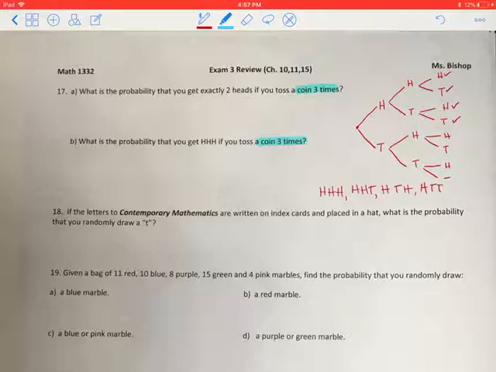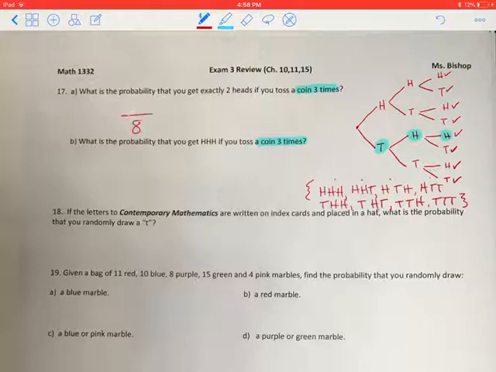Now I'm down to the bottom half. Now I'm looking at this one next. That would be tails, heads, heads. If I move down to this one, that's going to be tails, heads, tails. When I get to this one, that's going to be tails, tails, heads. And then the bottom one will be tails, tails, tails. All right, so this is my sample space. Notice it has 1, 2, 3, 4, 5, 6, 7, 8 outcomes.